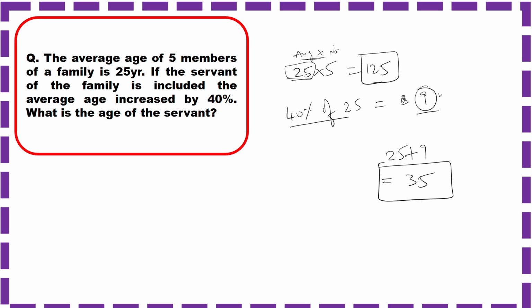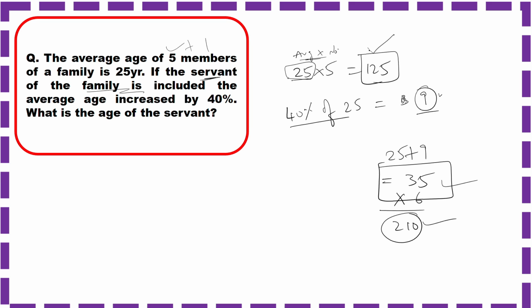Initially this was the average. Now after the servant's age was also included, this became the new average. Now the total age of the family is 35 into how many persons are there now? 5 plus the servant, 6. So 35 into 6 is equal to 210. Before adding the servant, the total age of the family was 125. After adding, the total age is 210.